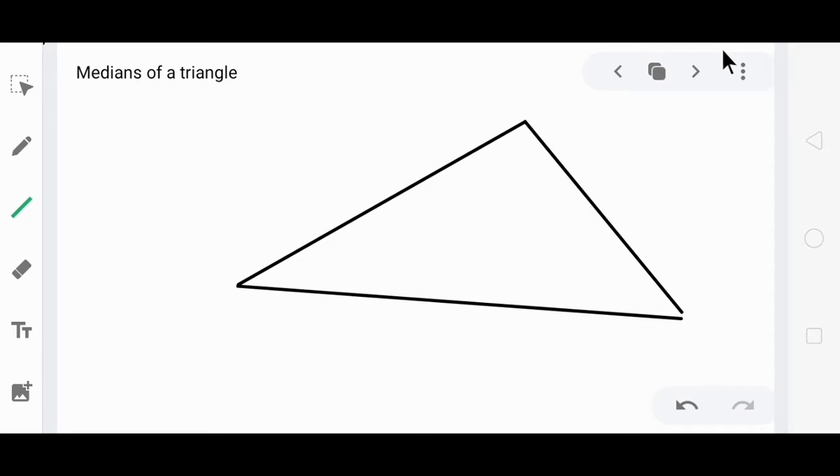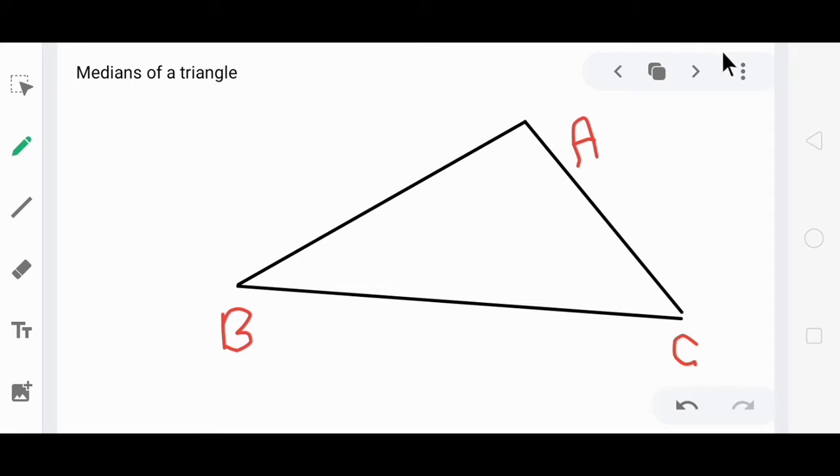there are three different sides. You know that in a triangle there are three sides, three vertices, and three angles. So AB, BC, and AC. There are three different sides in a triangle, which is shown here on the screen.